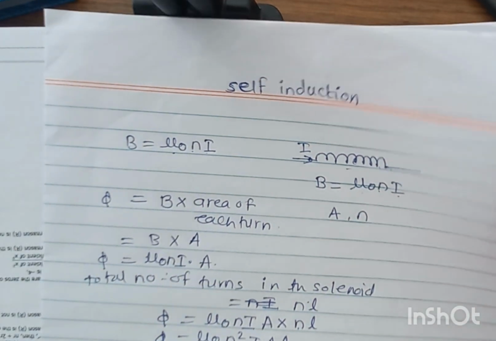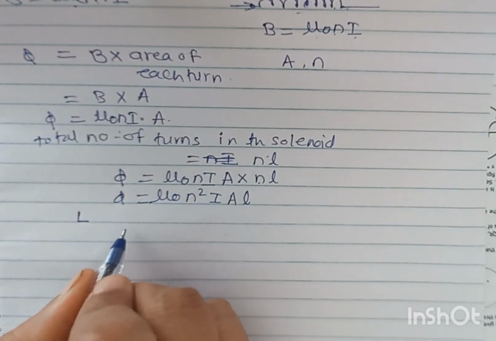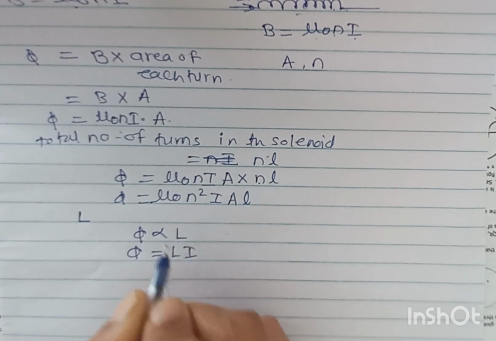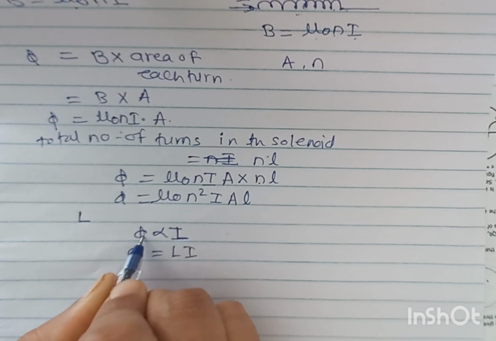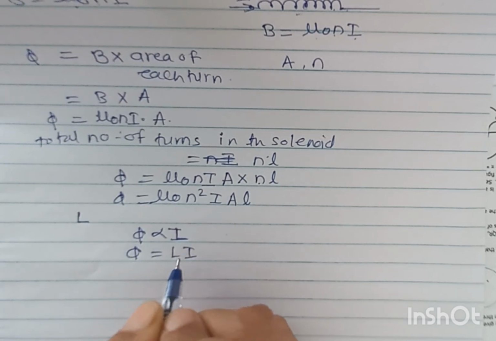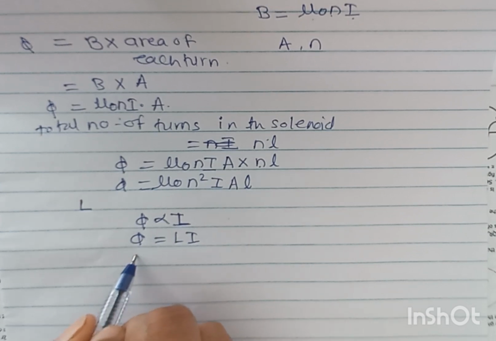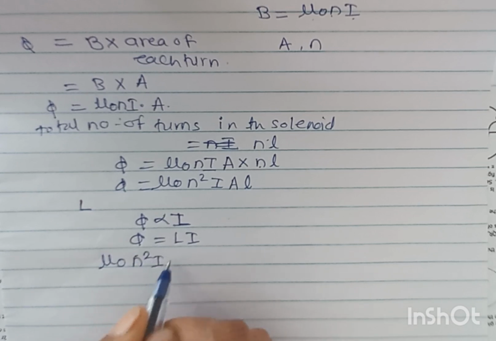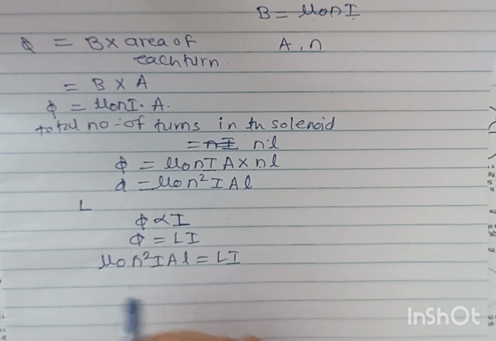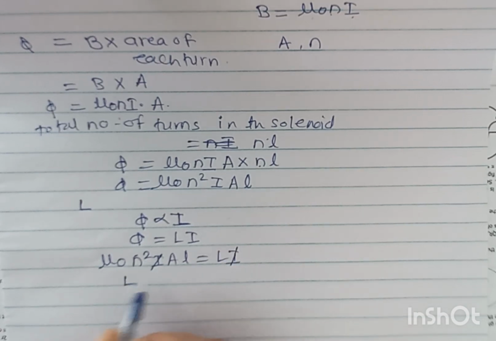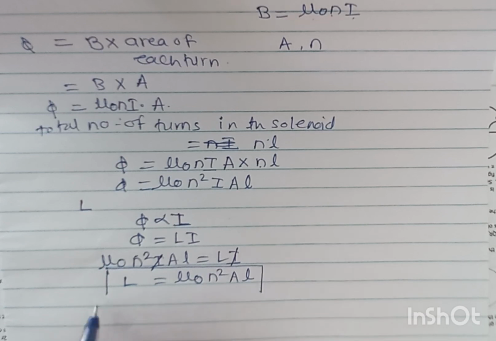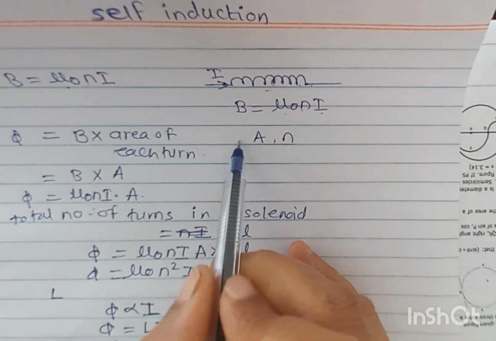Here L is the self inductance of the solenoid. In the previous class we learned that the flux is directly proportional to the current, and we can write phi is equal to L into I. We know that phi is nothing but this value, so substituting, mu naught N square I A L is equal to L into I. The current remains the same, and we get the equation L is equal to mu naught N square A into L. So this is the self inductance of the long solenoid.